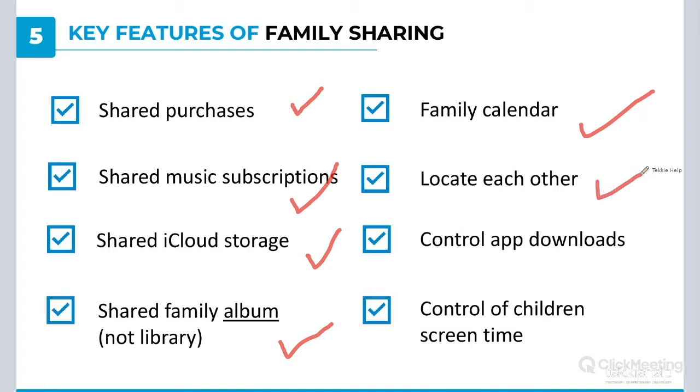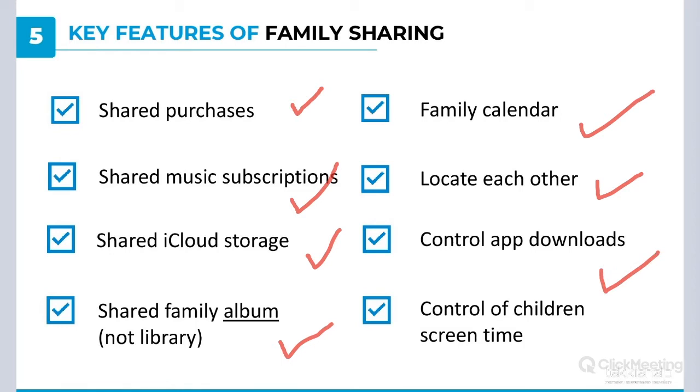With Family Share, you have the option to locate other members of your family. Members of the family could choose to turn that function off if they don't want to be located, but in the case of your children, it's a handy feature if you can see where their devices are at any one time. And it can actually help your family security knowing where they are.